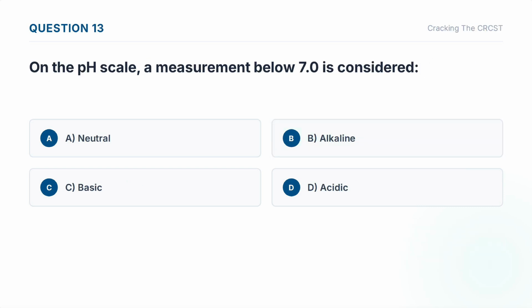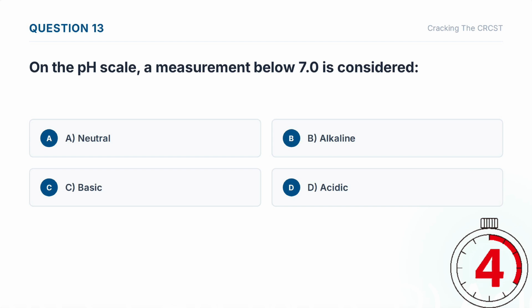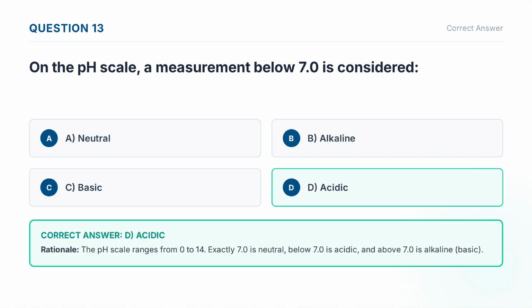Question 13. On the pH scale, a measurement below 7.0 is considered A. Neutral, B. Alkaline, C. Basic, D. Acidic. Correct answer, D. Acidic. Rationale, the pH scale ranges from 0 to 14. Exactly 7.0 is neutral. Below 7.0 is acidic, and above 7.0 is alkaline, basic.